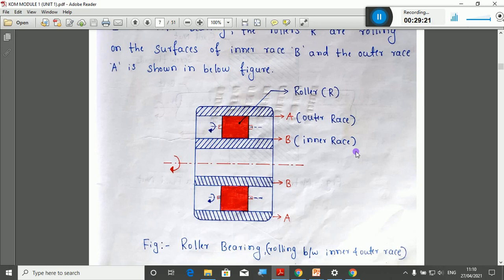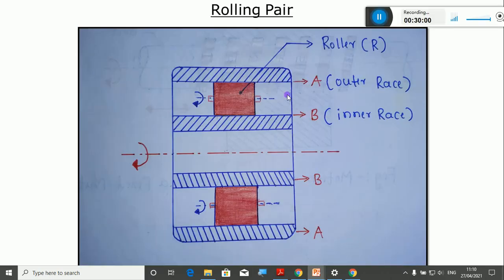So I'll take another 5 to 10 minutes. I'll try to complete the screw pair as well as the spherical pair. After the class, I'll share this PDF also. I'll go to the next one.